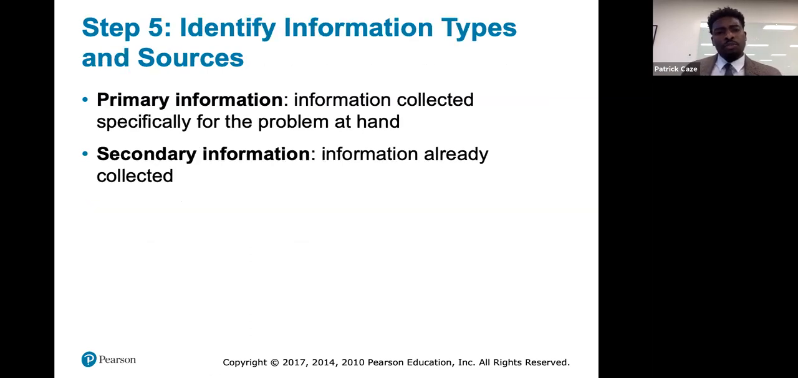Identify information types and sources, primary information and secondary information. As I said before, you have primary data and secondary data, right? So primary data is data that you collect specifically for your issue or for that particular research, but you do it yourself. Secondary information or data is information or data that you've gotten from someone else, or some other entity has collected information. You did not firsthand or personally do the research.